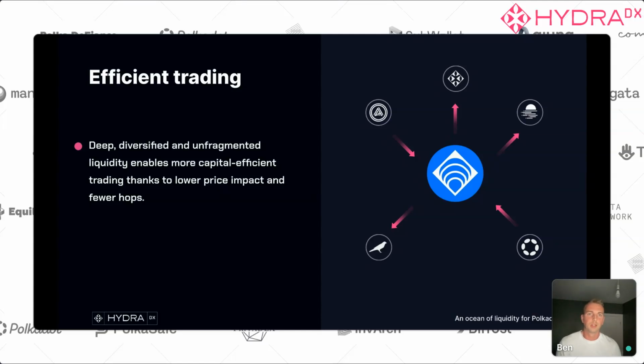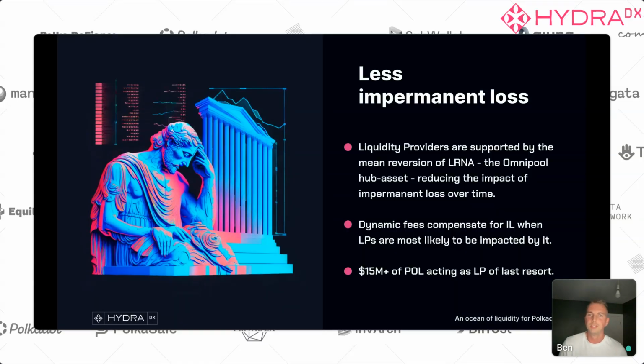Thanks to lower price impact and fewer hops, traders get to enjoy capital efficiency gains that scale further and further with TVL. In your typical situation, with a conventional AMM, liquidity gets fragmented across loads of different pools, right? Because all those assets route through the same asset, LRNA, you make direct swaps between two assets, and it eliminates the need for these multi-stage hops.